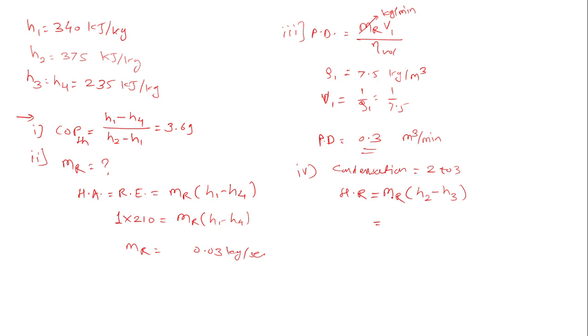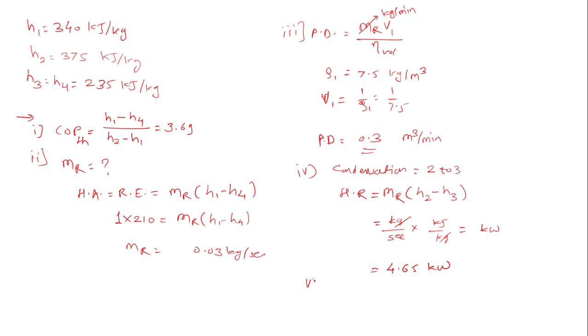Suppose you put MR in kg per minute, then you get the heat rejected in kilojoule per minute. If you put MR in kg per second, you get the heat rejected in kilowatt. So I am putting this value in kg per second: kg per second into kilojoule per kg, the kg cancels, and you get kilojoule per second, which is the kilowatt. I want the answer in kilowatt, so I put the mass flow rate of refrigerant as 0.03 kg per second, and I get the heat rejected in the condenser as about 4.65 kilowatt.